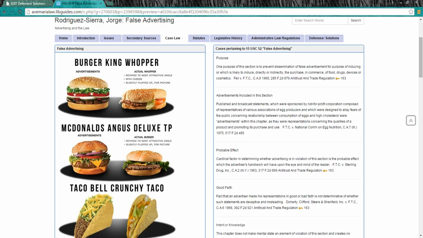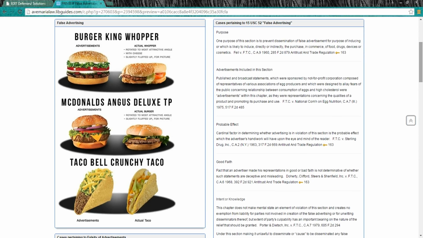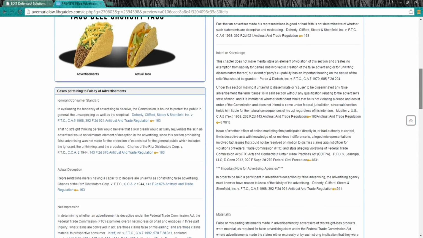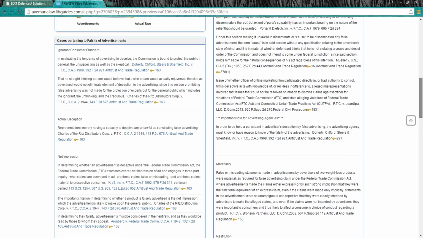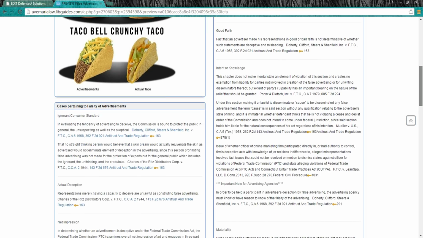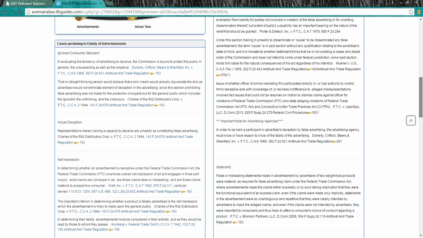What I did was I used some of those secondary sources, and I broke down the false advertising law, 15 United States Code 52, into the different parts to explain what that law pertains to, what type of advertisements are included under the section, the probable effect, the good faith, the intent or knowledge on the part of the advertiser. And then I included cases, and links to cases, that exemplified what those different parts of the law said.